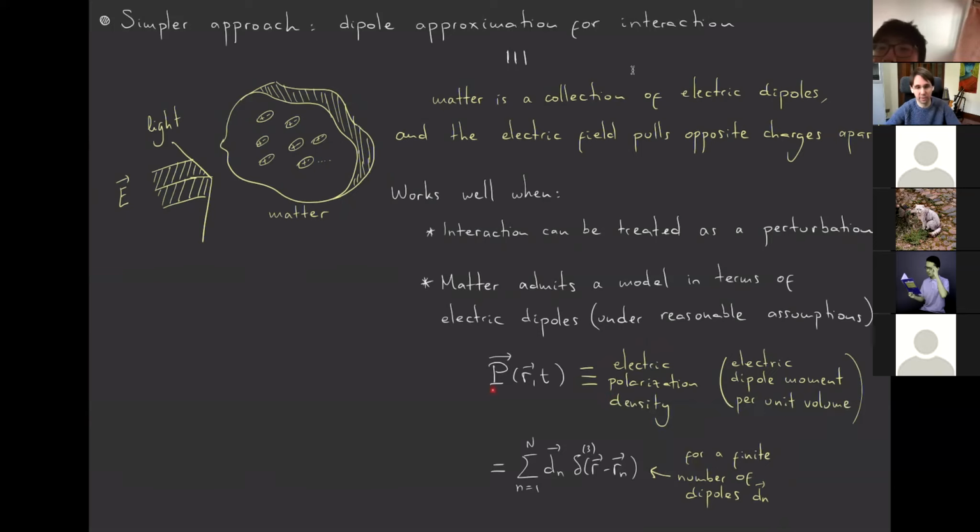Or if it's not a continuous material, so we don't have a bulk material, a solid or whatever, and we have really some kind of fixed dipoles, then each dipole is at some specific position, and that's the electric polarization density in that case.